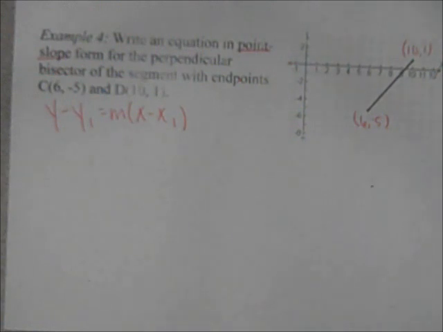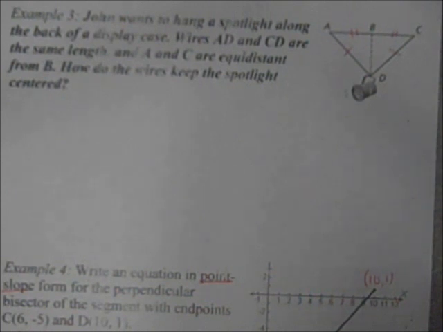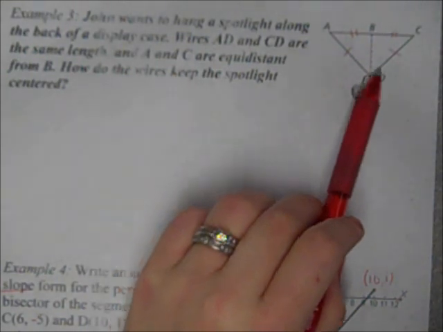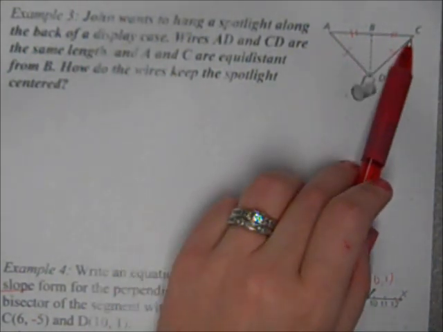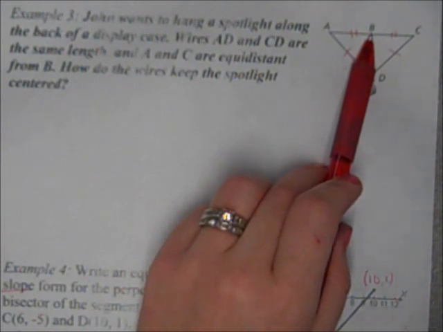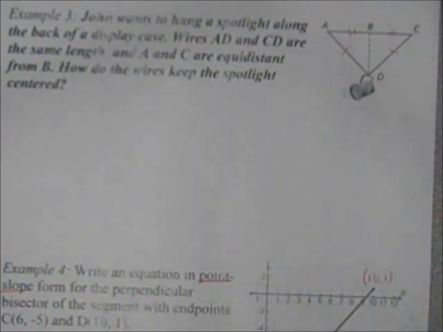Okay, let's do a little bit of a word problem here. Alright, John wants to hang a spotlight along the back of a display case. Wires AD and CD are the same length, and A and C are equidistant from B. How do the wires keep the spotlight centered?